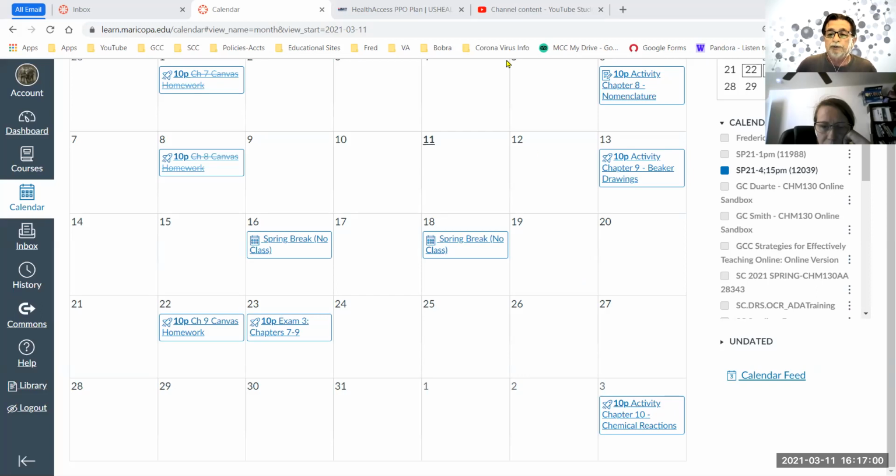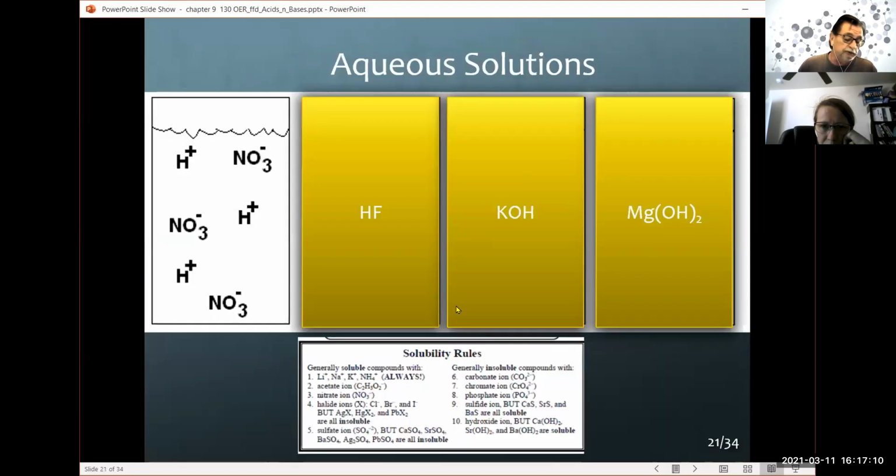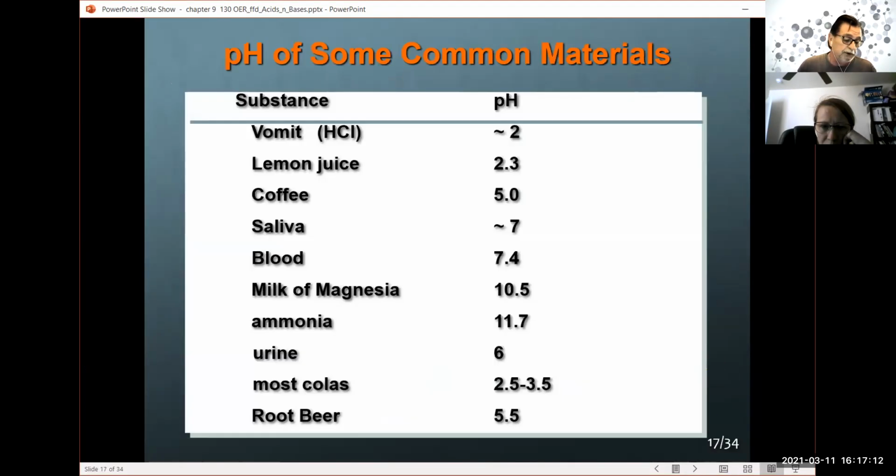What I plan to do is finish chapter 9. Let me go back to the page that we were at. I just got done with it in my 1 o'clock class. And we were on this slide, we just finished this slide. We talked about the different pHs.